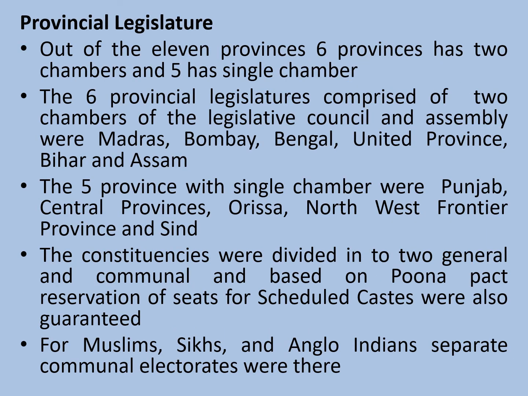By the Government of India Act of 1935, out of the 11 provinces, 6 provinces had 2 chambers and 5 had a single chamber. The 6 provincial legislatures comprising 2 chambers included Madras, Bombay, Bengal, United Provinces, Bihar and Assam. The 5 provinces which had single chambers were Punjab, Central Provinces, Orissa, Northwest Frontier Province and Sindh. The constituencies were divided into general and communal, and based on the Poona Pact, seats were reserved for scheduled castes, and separate communal electorates were there for Muslims, Sikhs and Anglo-Indians.